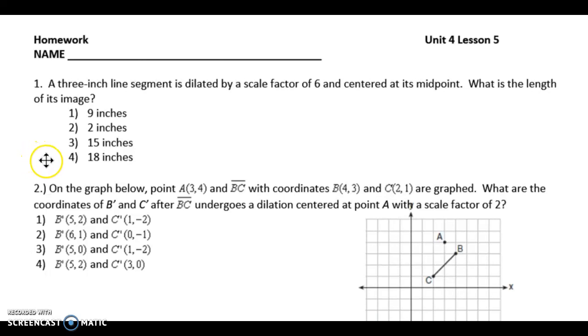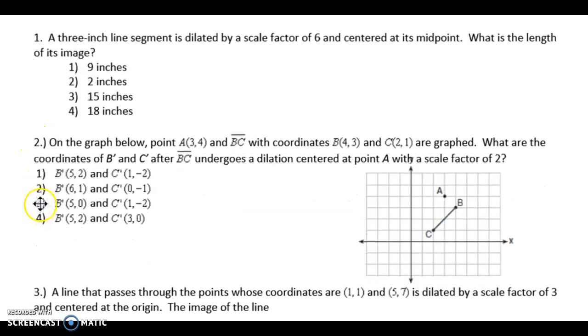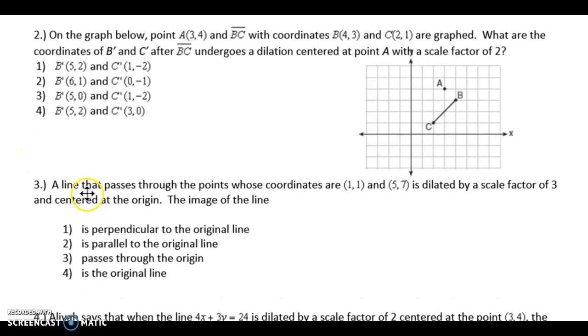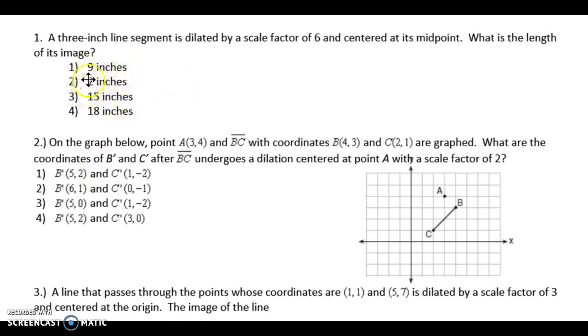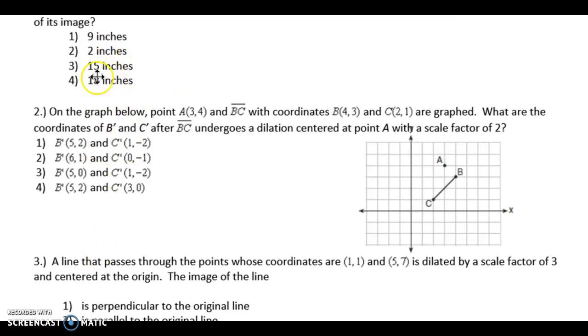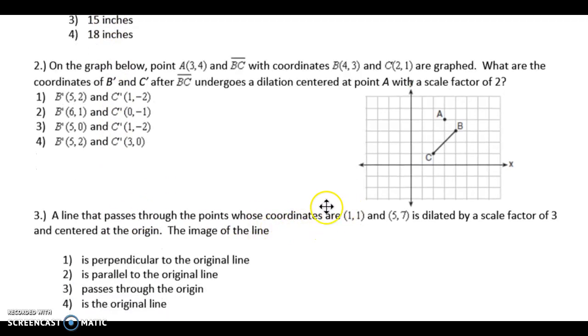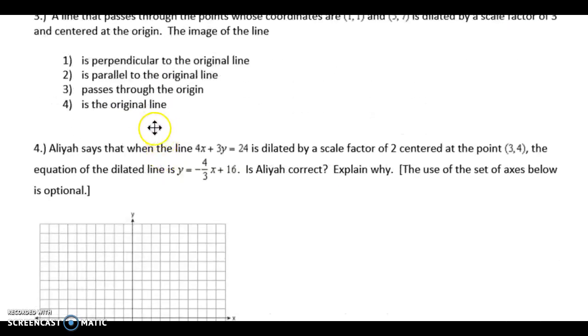Hi, we're on Unit 4, Lesson 5. To get started, numbers 1, 2, and 3, I'm going to leave you to do on your own. If you need to draw a picture, especially for numbers 1 and 3 where a picture is not provided, then I encourage you to do that and even sketch a graph for these points here, okay? You're going to do that on your own.